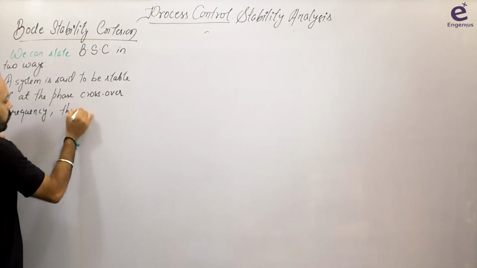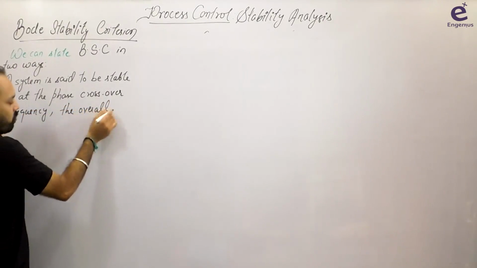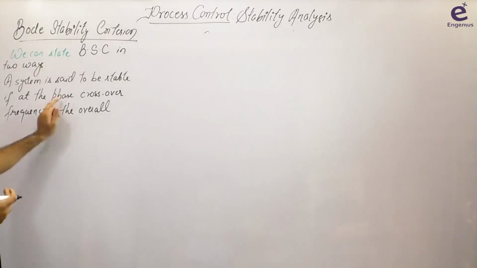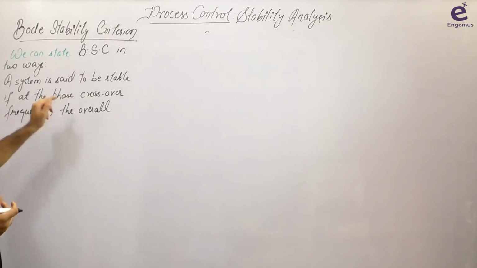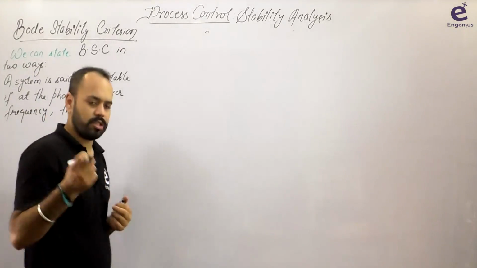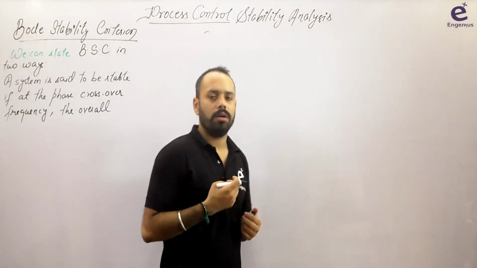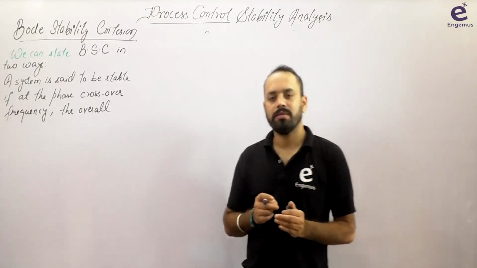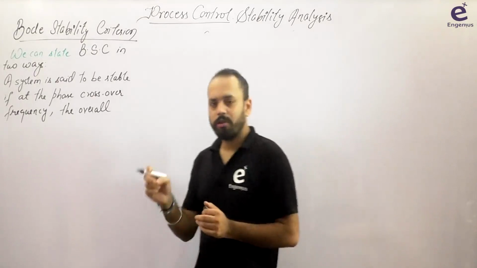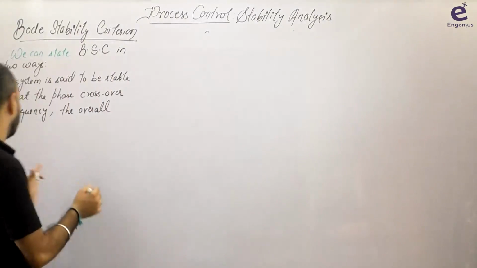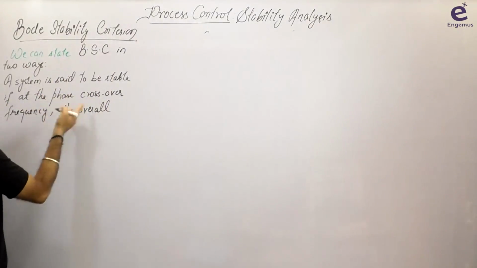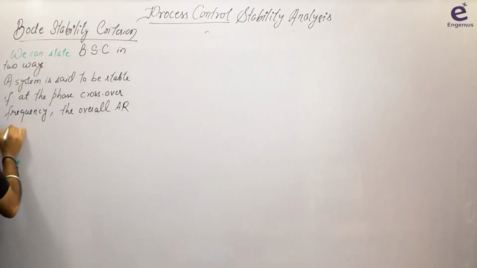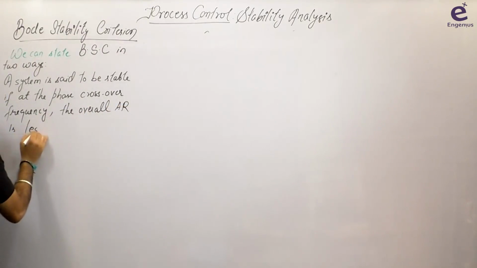The overall amplitude ratio. Many books don't use the word overall, and here are the things where confusion arises. So that is why I'm just trying to change the statement a little bit and make it easier to understand for you: at the phase crossover frequency, if the overall, meaning the amplitude ratio of everything, then the system is said to be stable if at the phase crossover the overall amplitude ratio is less than 1.